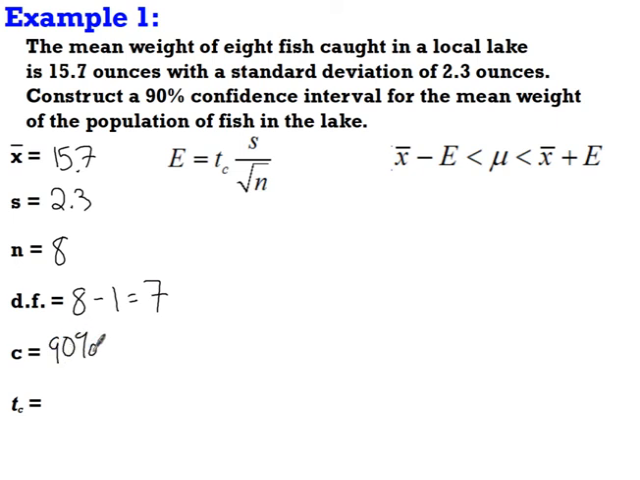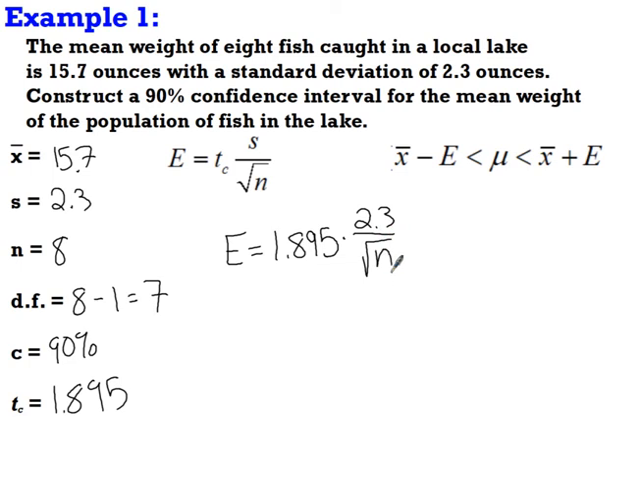So again, I'm looking at the very front binding. I find the 0.9, go down to degrees of freedom of 7, and I get 1.895. Okay, that's the student t one from the very front of your book. So my error is going to be the 1.895 times your standard deviation divided by the square root of n.